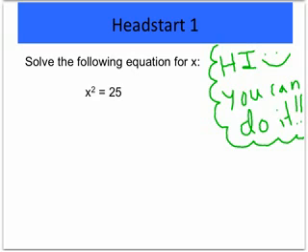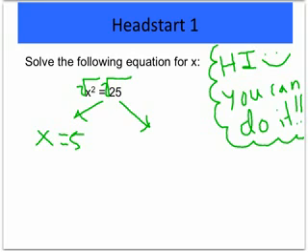Alright, so if you're still stuck, I'm going to go back over this real quick. I see one operation happening to x, it's being squared, so I'm going to square root it to get x by itself. Anything I do to one side, I have to do to the other. I get x by itself on the left side of the equation. But since I'm square rooting 25, there's two possible answers. The square root of 25 can either be positive 5 or negative 5. So our two answers are positive 5 and negative 5.